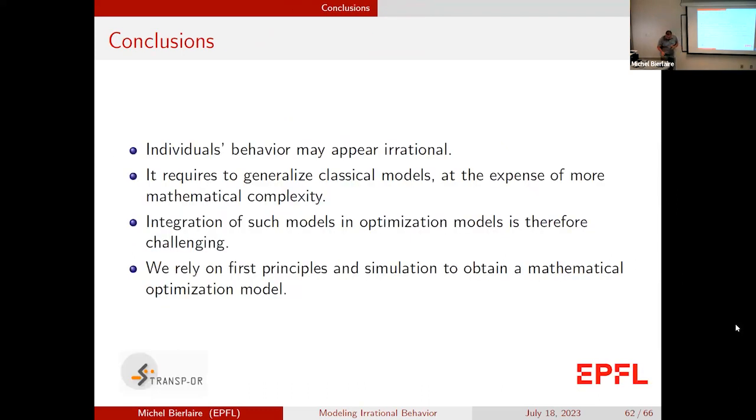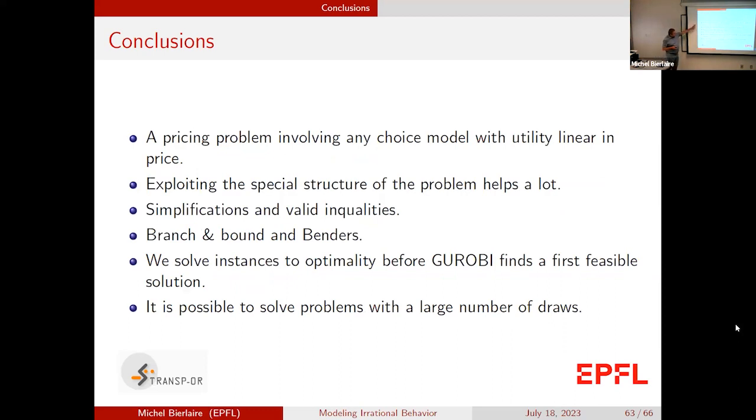Good, so let's conclude. Individualist behavior may appear irrational, and this justifies the use of advanced choice models, which have a complicated mathematical formula. These are operational, but at the expense of more mathematical complexity. So the challenge is to integrate these models into optimization. The way we have decided to try it is to go back to first principles, see the optimization problem that people are solving, write it explicitly and include it into the optimization problem, as I showed you in the example of the pricing problem.